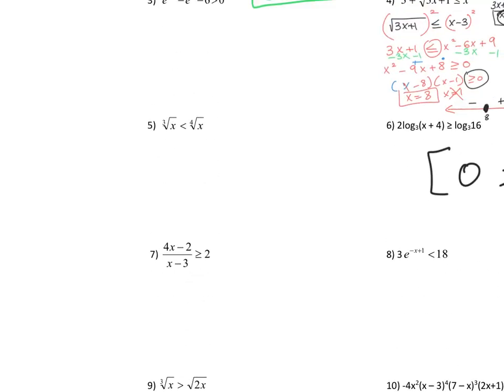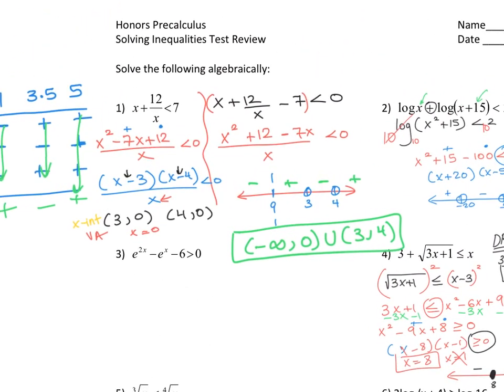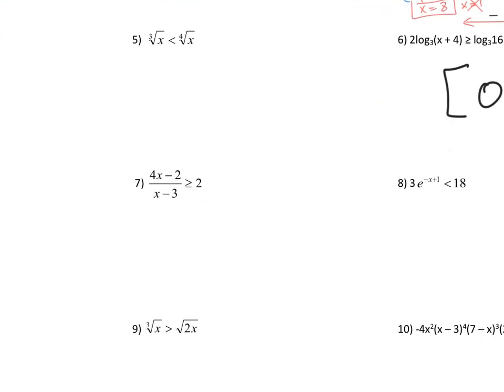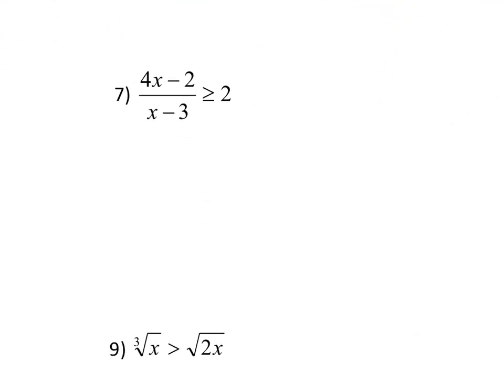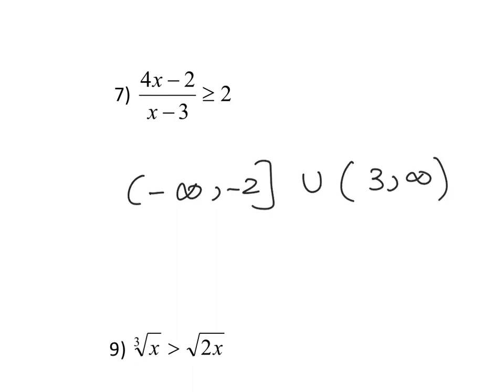So this is similar to the one we did earlier, which is number 1, rational inequality. So pause the video and try number 7 on your own. Now the correct answer for number 7 is negative infinity to negative 2 bracket, union 3 parentheses to infinity.